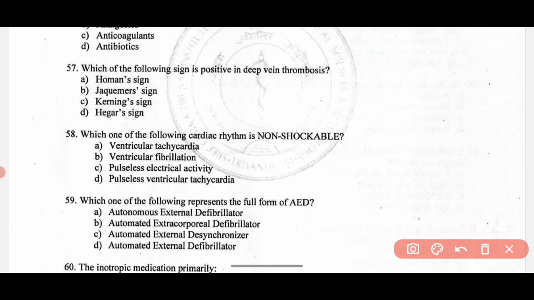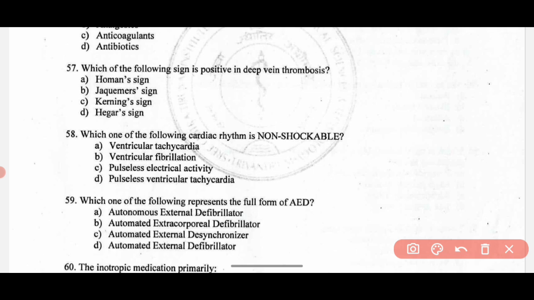In deep vein thrombosis, see, dorsiflexion of your foot will cause pain in the calf muscles. If there is a DVT, the examiner will do dorsiflexion of the foot, and immediately there will be pain in the calf muscle. That is called Homan sign. So here the right answer is option A, Homan sign. What about the other options?